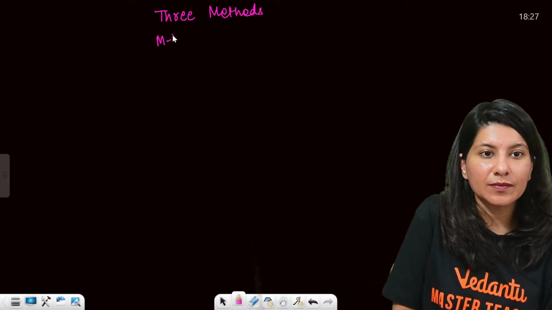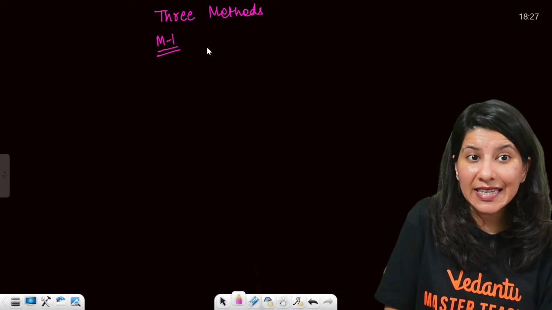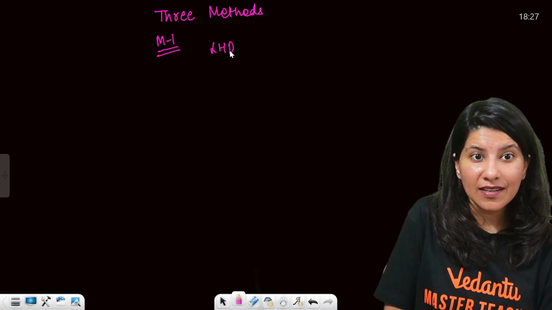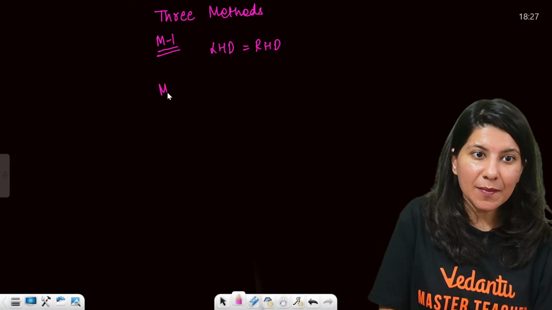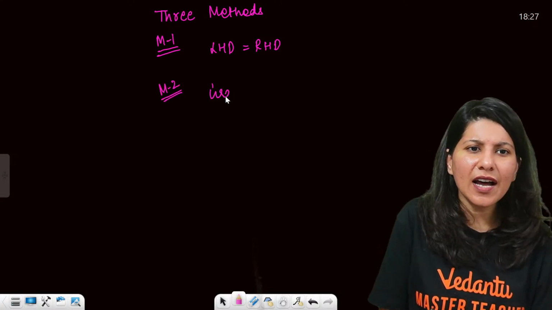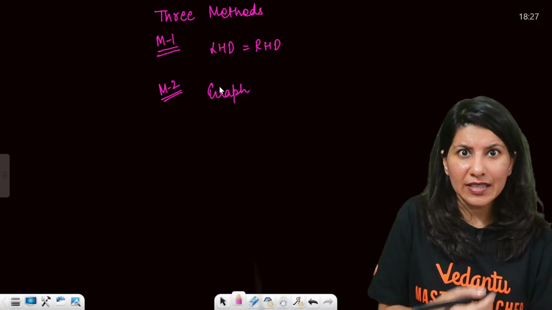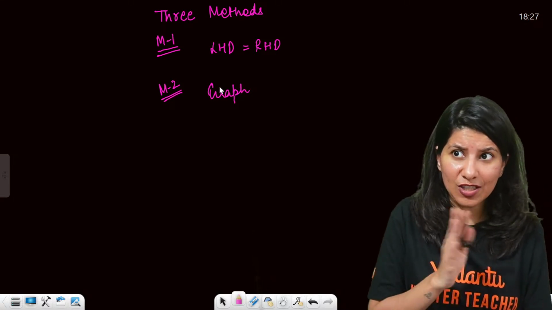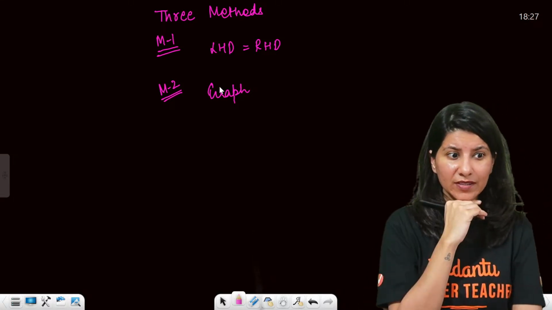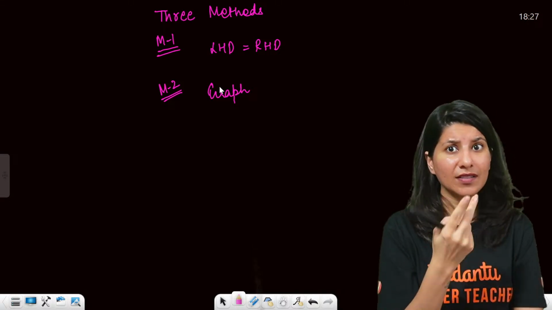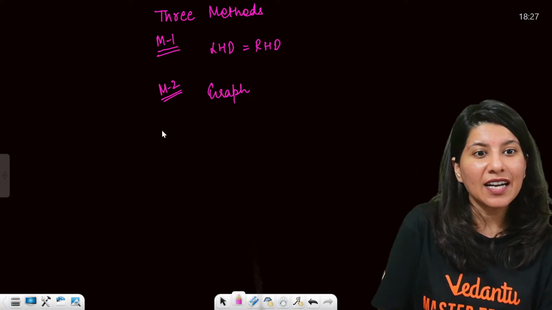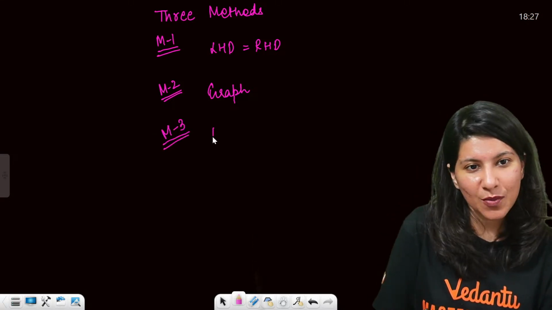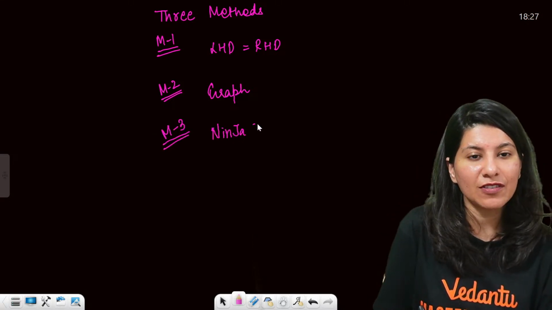Method number one is by LHD and RHD. Remember? Method number two will be just draw the graph, and right here we did it. Just draw the graph and then observe whether there is a break, whether there is a sharp corner, then tell that okay, it's differentiable or not.